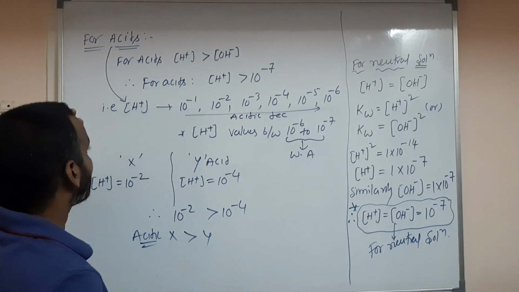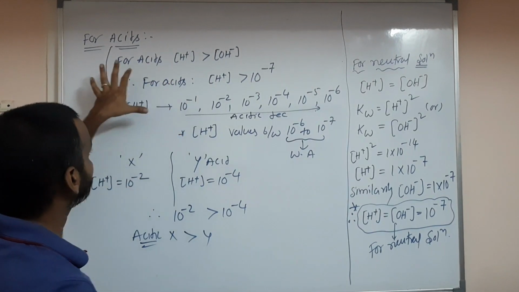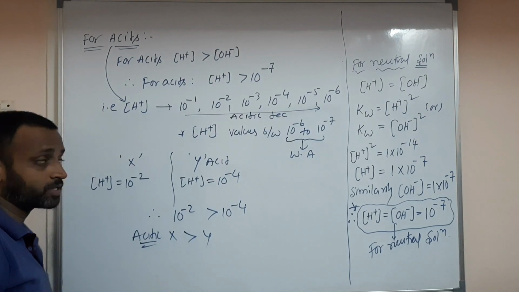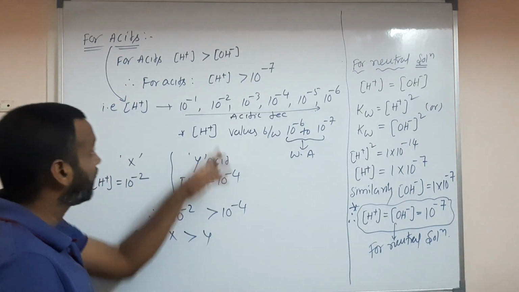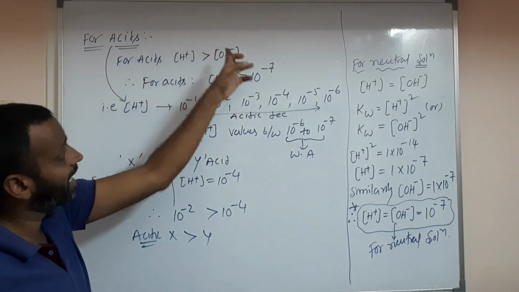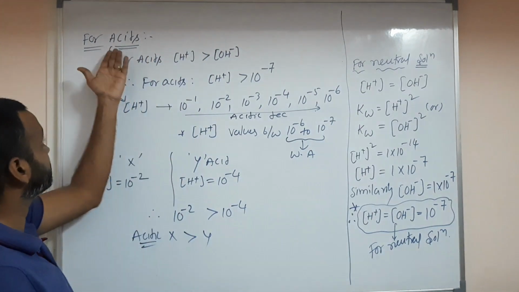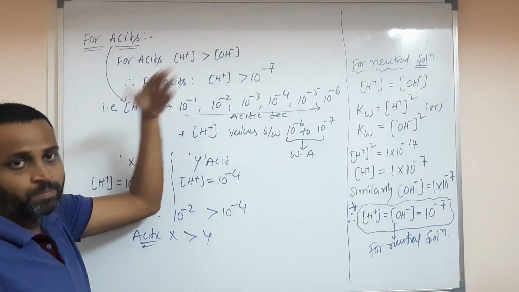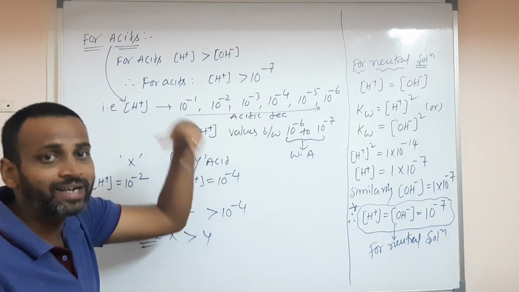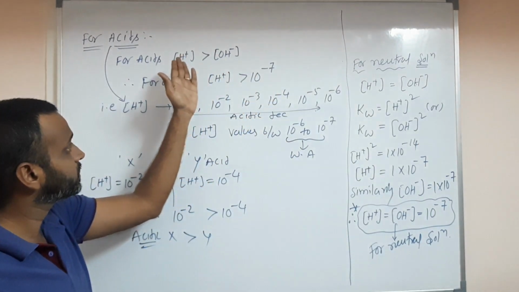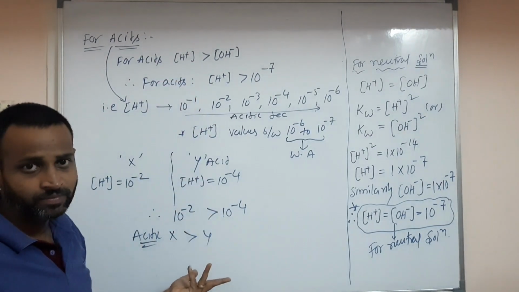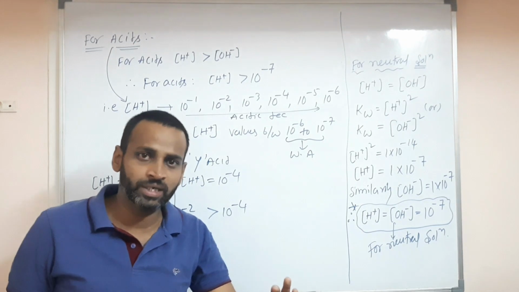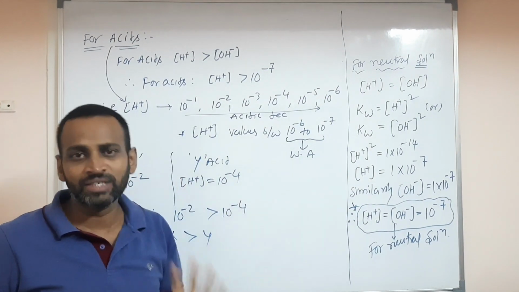The same way you can apply for bases. So this is for what? Acids: concentration of H plus is greater than concentration of OH minus. For bases, concentration of H plus is less than OH minus. Simple common sense. Acid means which concentration is more? H plus concentration is more. Base means which concentration is more? Hydroxide concentration is more, which means H plus concentration is less. Very clear?